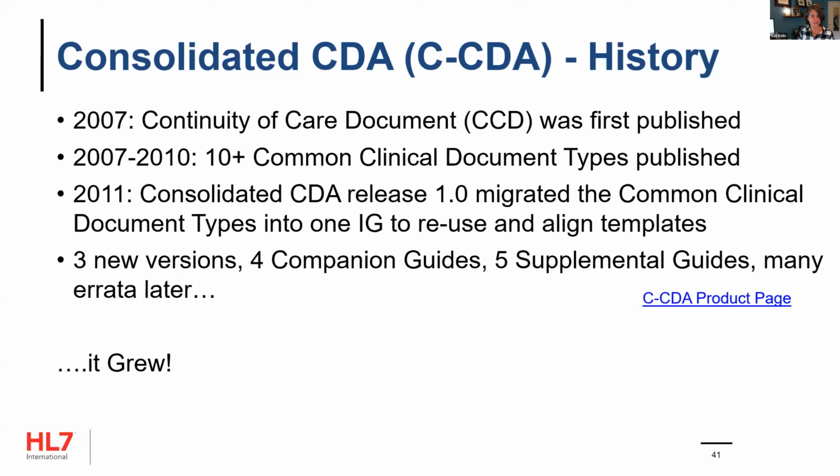In 2011, we realized we'd created a bunch of different guides, and they needed to be put into one guide to encourage reuse. How you represent problems in a progress note isn't going to be different, from a structural standards perspective, than in a discharge summary. It went through several versions, four companion guides, and many errata later, it grew and grew to where we are today.